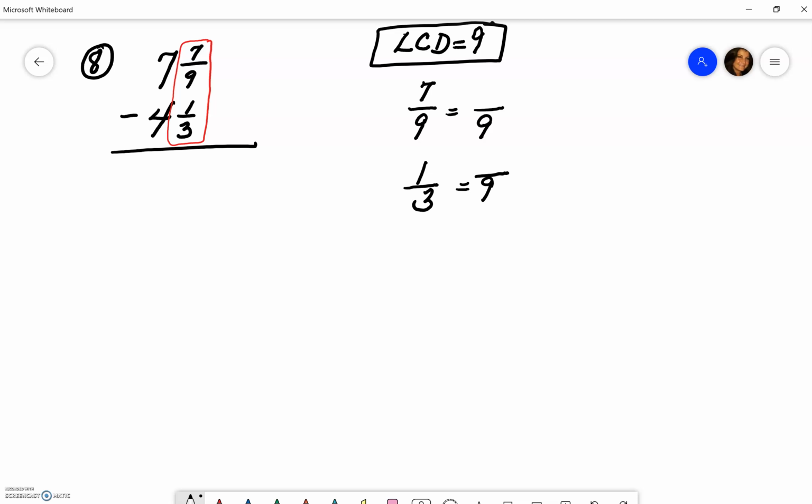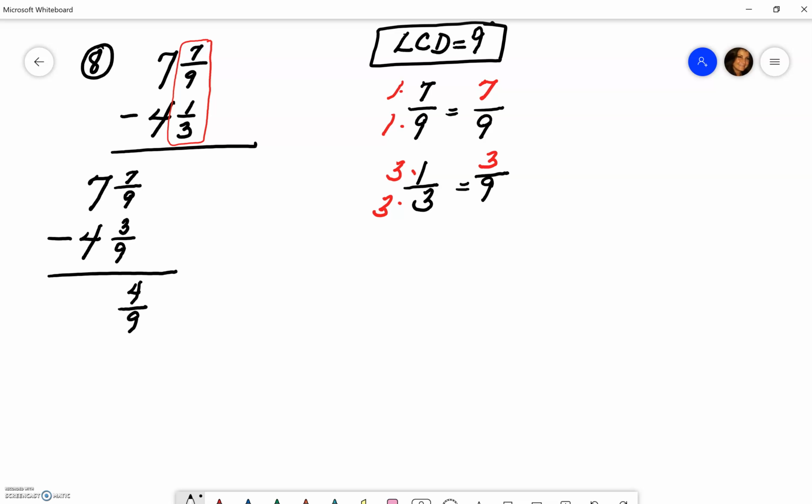Okay, and we just go through the same process, which is 3 times 3 is 9, so 3 times 1 is 3. And then 1 times 9 is 9, so 1 times 7 is 7. So I'm just going to go ahead and rewrite that. So it was 7 and 7 over 9 subtracted by 4 and 3 over 9. Now when we subtract 7 from 3, we end up with 4 over 9, and 7 minus 4 is 3. So that is our final answer right here.